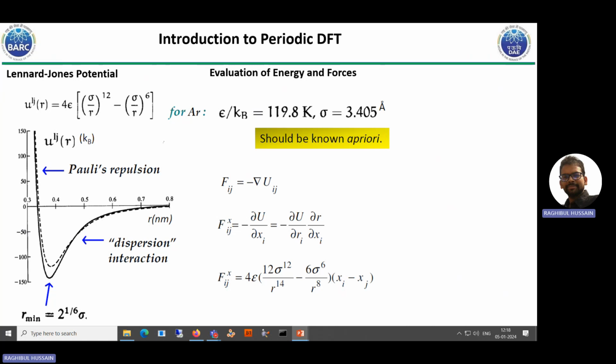Now if you take the derivative of the potential energy, you will get the force. All those things will be covered by Professor Banerjee. I'm not going to talk about the details of that.